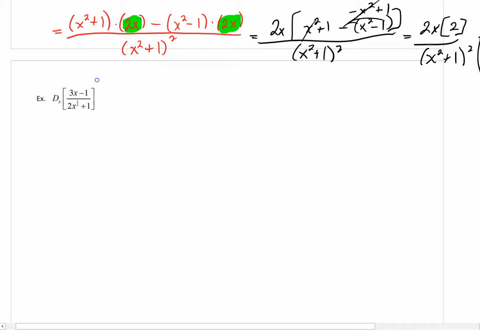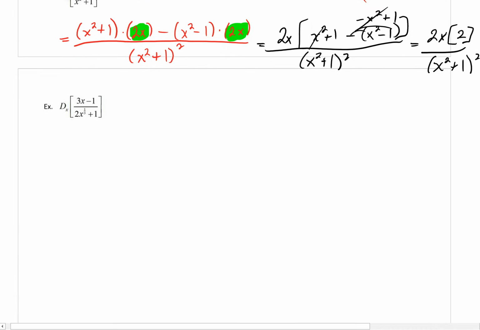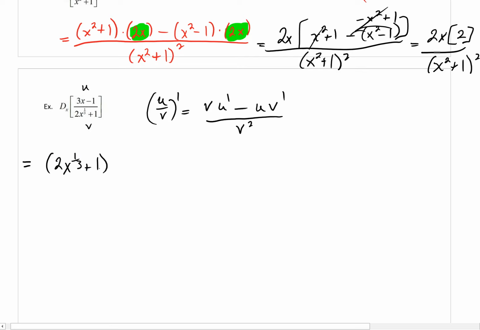And I'll be honest with you, this one in particular is going to be a little bit tougher with the simplifying. Again, let's remember what the quotient rule was all about. It was low d high minus high d low all over low squared. So here's your high, here's your low. So I'm going to say here's my low, it's 2x to the 1/3 plus 1. D high, well, what's your d high?